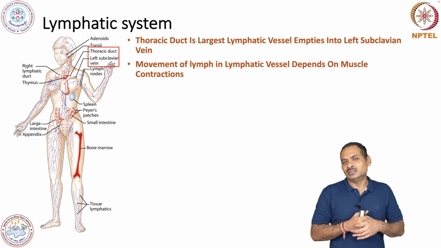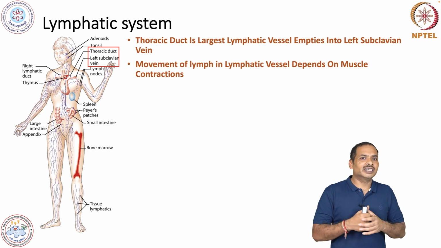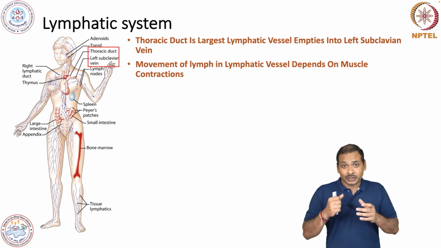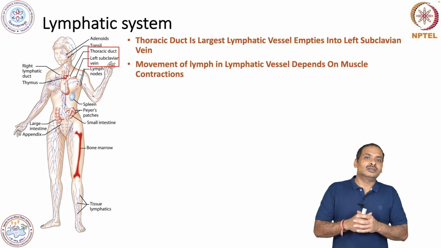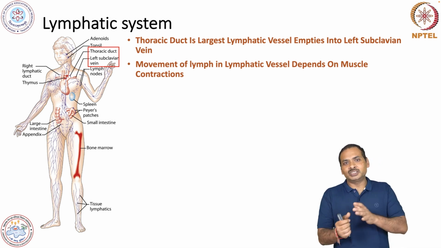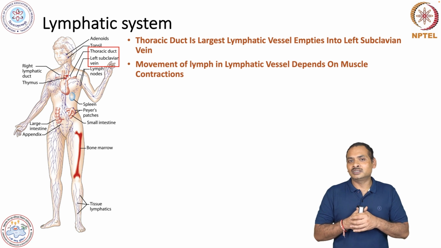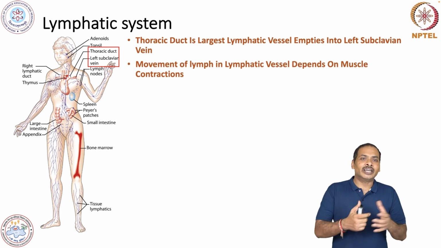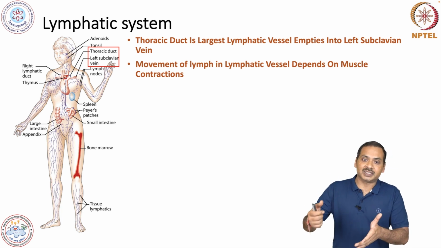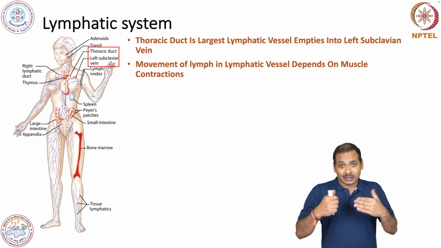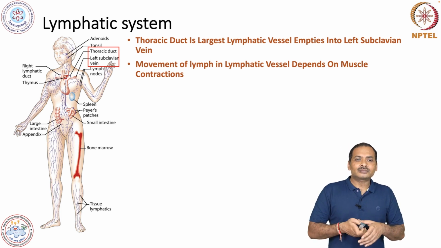Okay, and if there is no muscle contraction, I will give you one simple example. There are some patients who cannot move. Okay, they are bedridden patients. So for those individuals in hospital, the nurses or supporting staff keep on changing their position. If they do not do this, they will develop an accumulation of fluid, and that results in another level of complication. So why is it needed? In order to move the lymph.